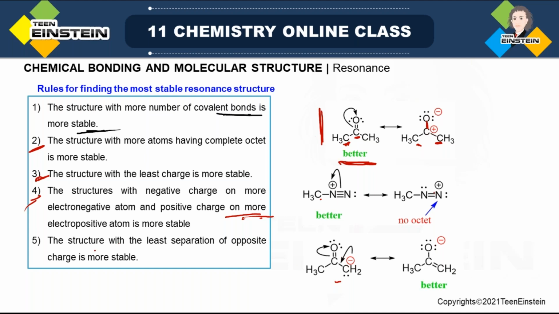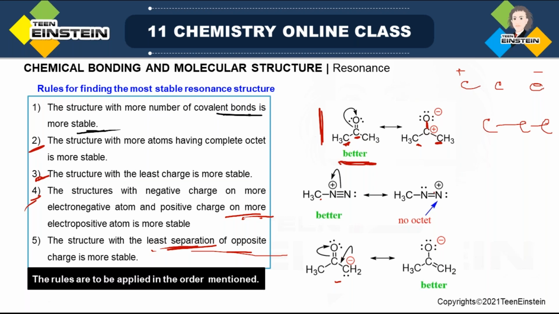Okay. And the last point, the structure with least separation of opposite charge. Now this is not always applicable. Suppose in one structure there is a positive and a negative charge separated by 3 atoms. I'm writing arbitrarily, there is positive, there is negative. In another structure, this positive and negative are present side by side. When opposite charges are present, obviously if they are close to each other, that will be more stable. So it is written here that the structure with least separation of opposite charge, that means they are very close to each other, will be more stable.